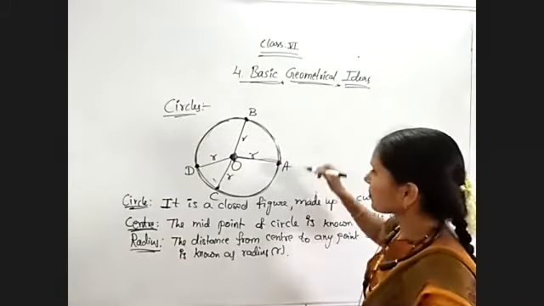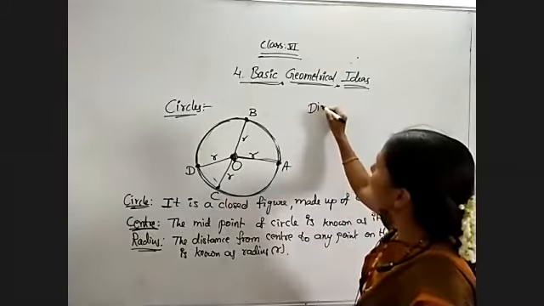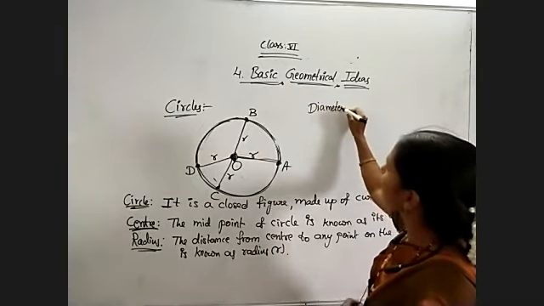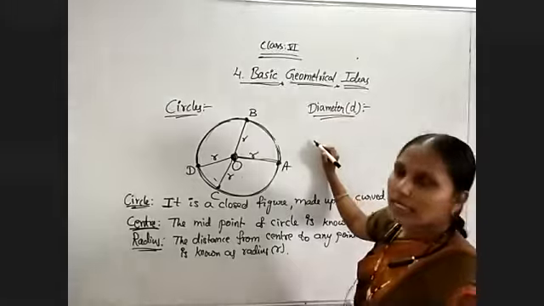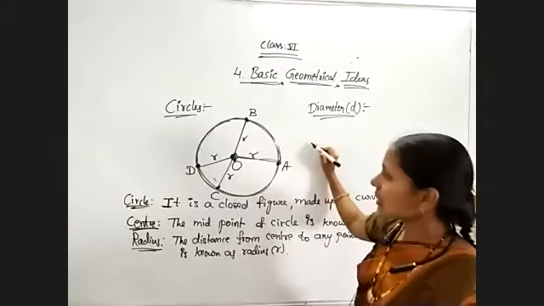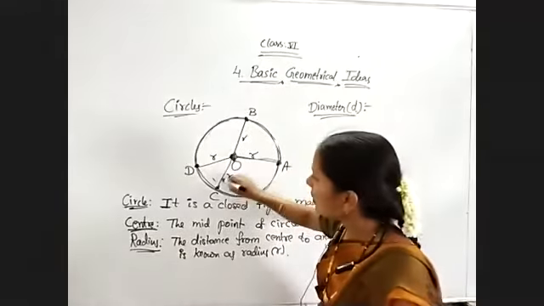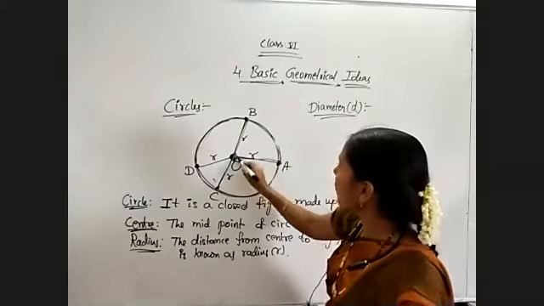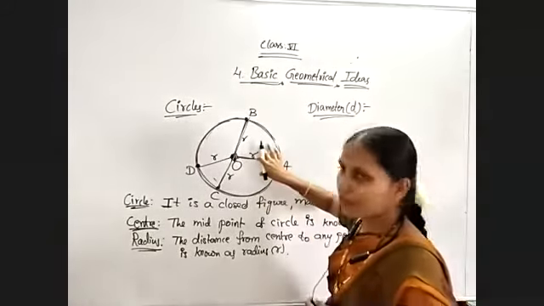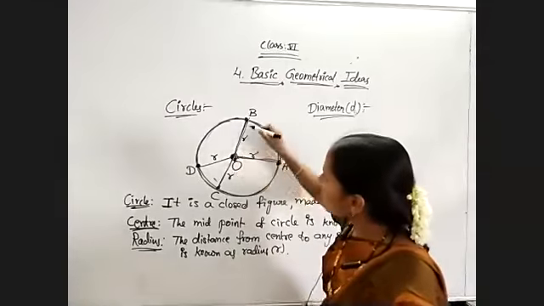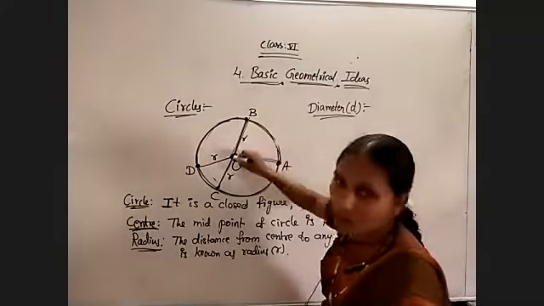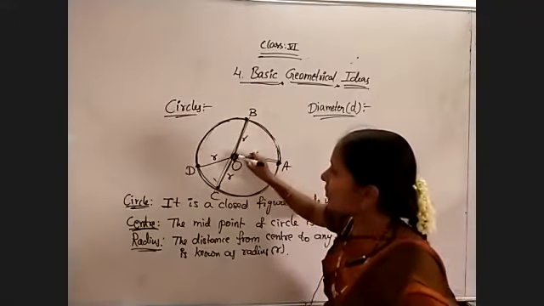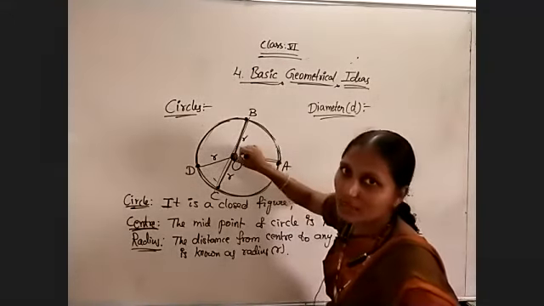And next, diameter is represented by small d. Here I am using OA, only half the distance. Just observe B and C: it is a line segment, yes or no? BC is a line segment and it is passing through the center.